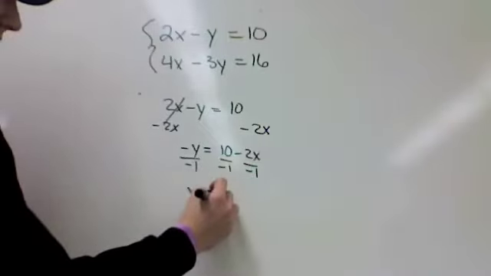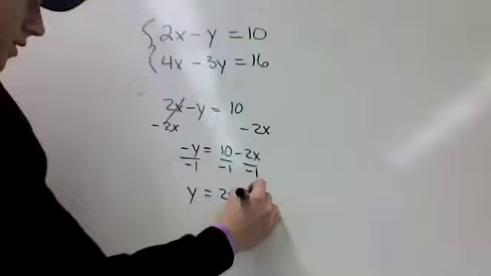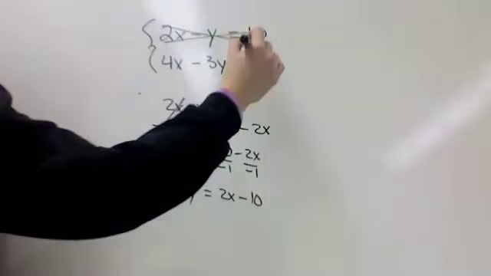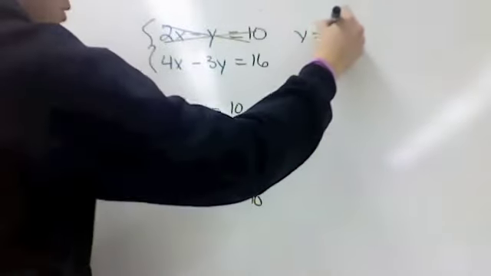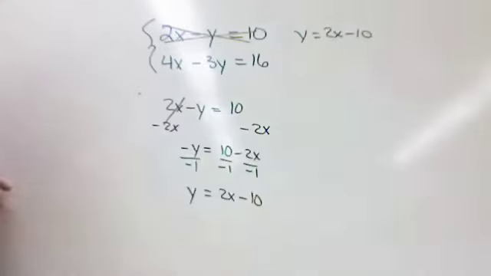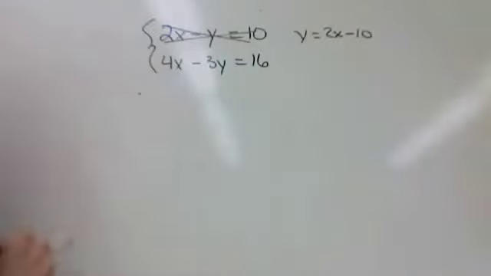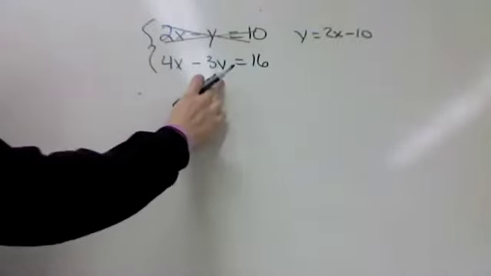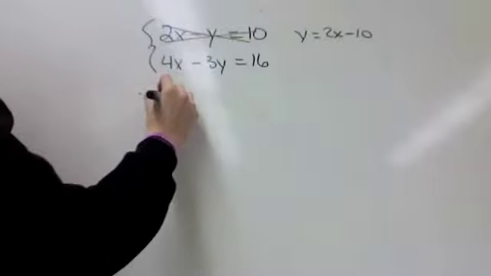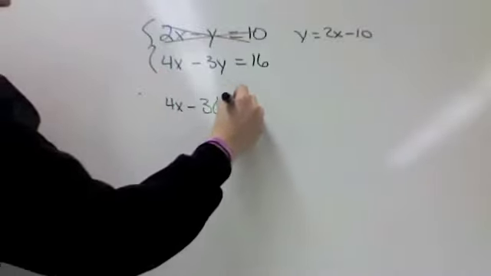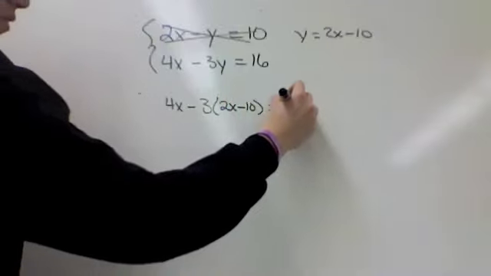So this was with y equals 2x minus 10. Instead of this equation here, we're now going to have y equals 2x minus 10. So now we can go through here and substitute in 2x minus 10 where we have y. So we're going to have 4x minus 3 times 2x minus 10 equals 16.